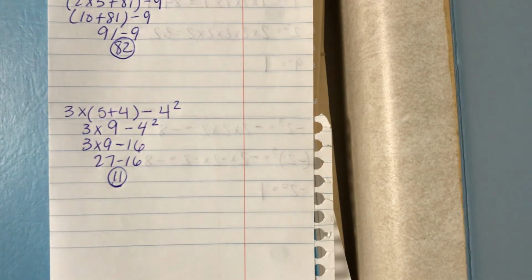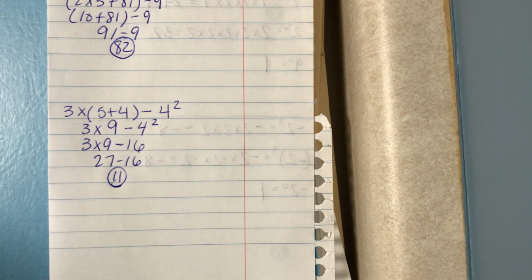Okay, so order of operations, I know you've done before, it should go pretty quick. Just make sure that you're showing at least 3 steps per problem.